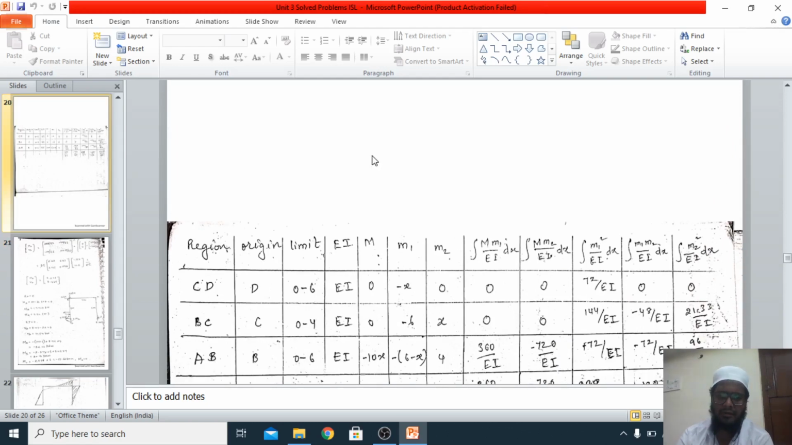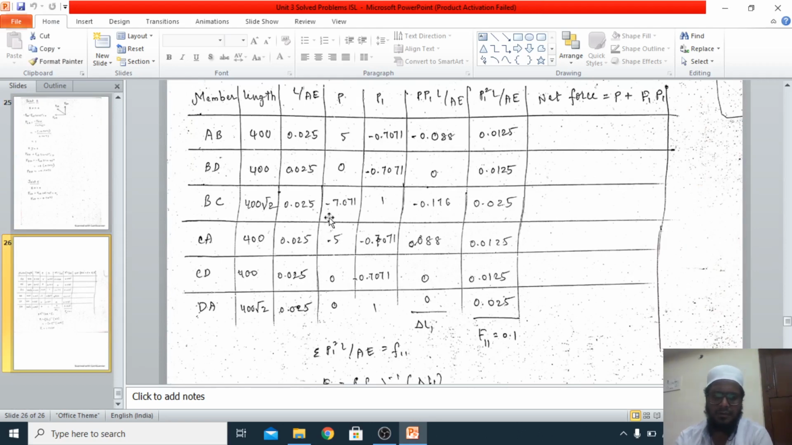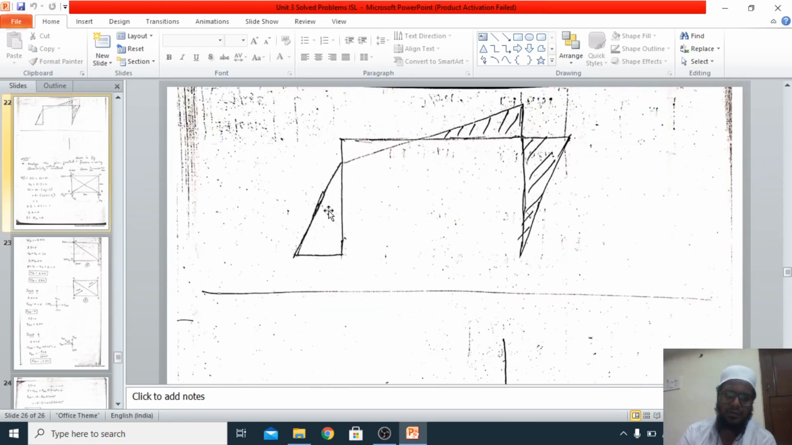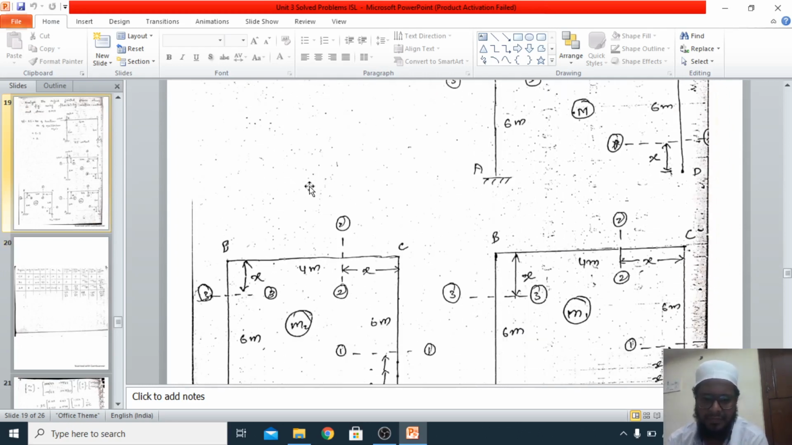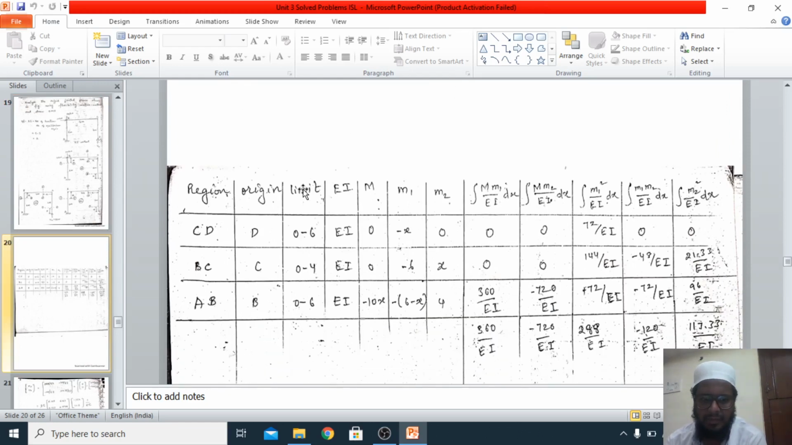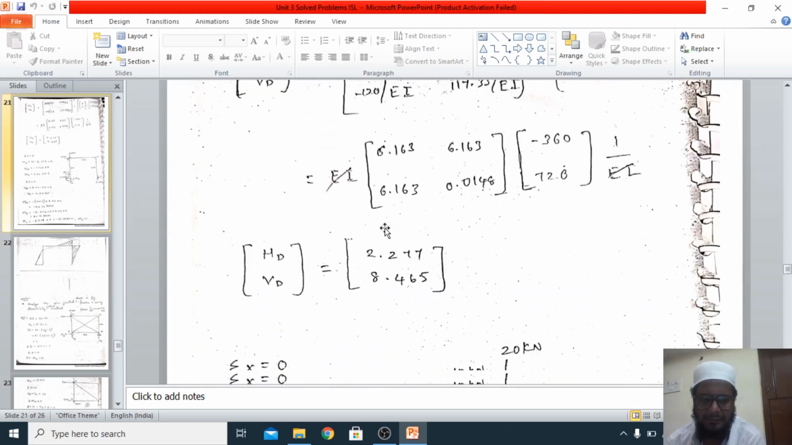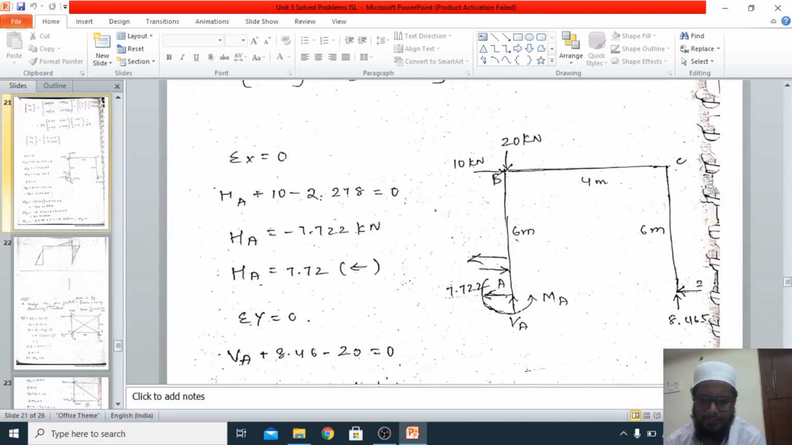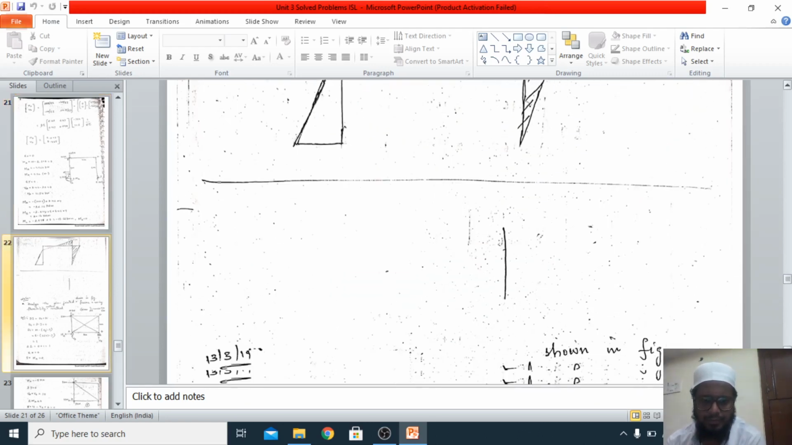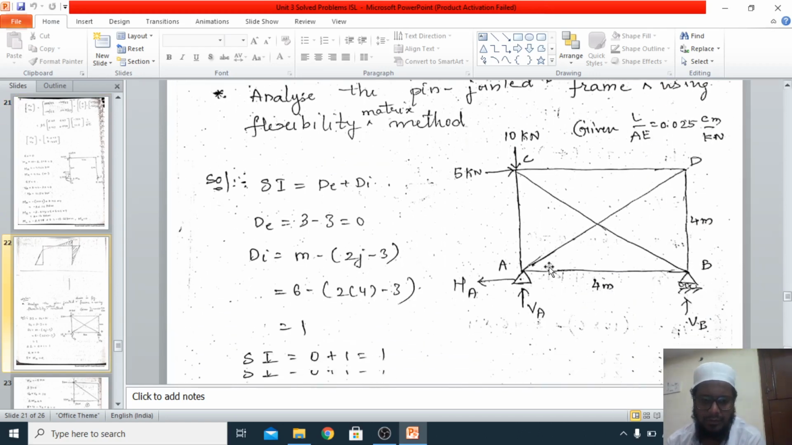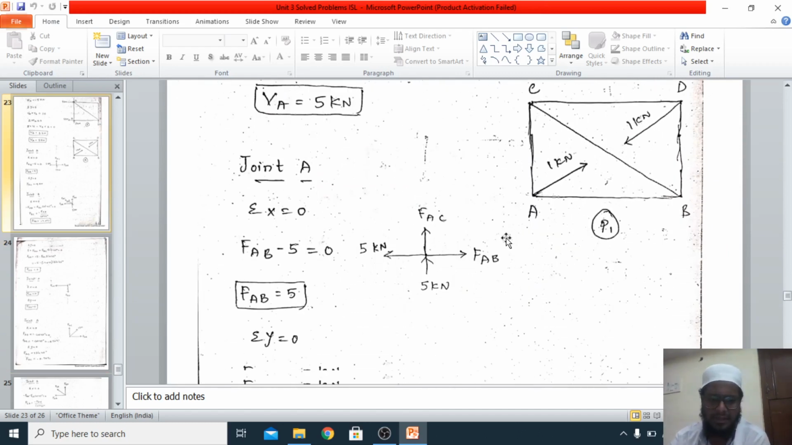force in member AB, right? What is the first member? We have force in member AB, no? So you can go to the previous case and you can see here the equation for force in member AB. The next slide actually. Here, this is what force in member AB is, 5 kilonewton.